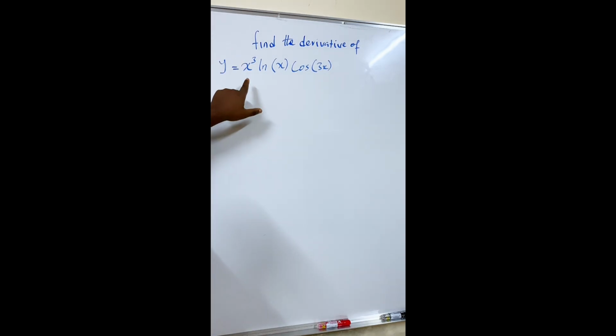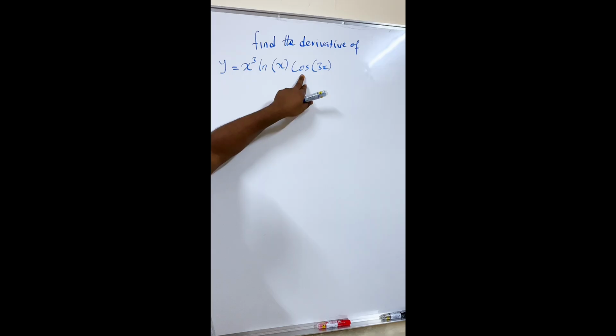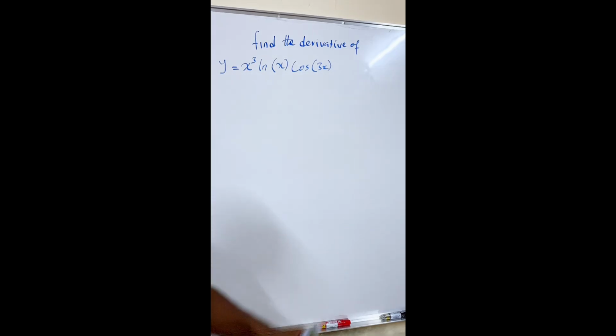So we are asked to find the derivative of this function. We can see that we have a cubic function multiplying a logarithm function, then multiplying a trigonometric function that now has a linear function inside. So what we are going to use is the product rule.